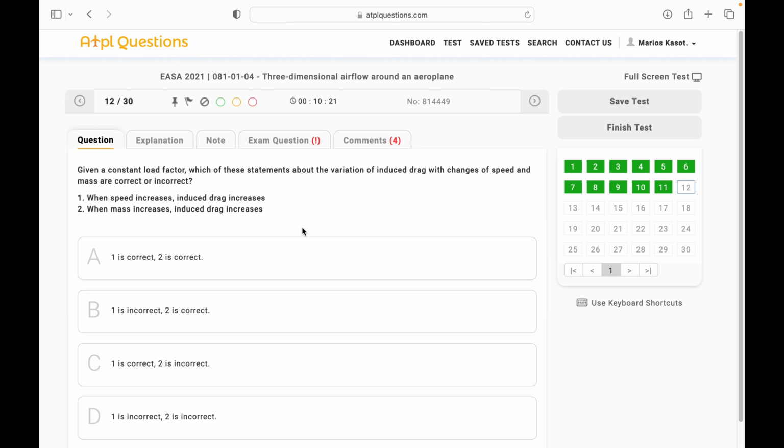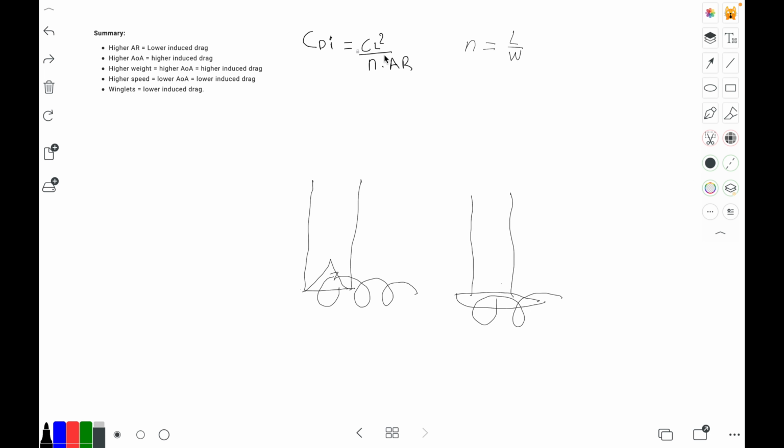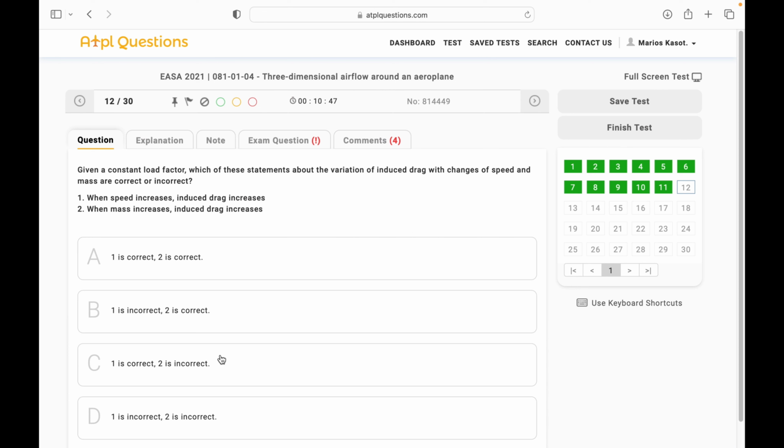Given a constant load factor, which of these statements about the variation of induced drag with changes of speed and mass are correct or incorrect? When speed increases, induced drag increases. Incorrect. Because when speed increases, in order to remain straight and level, we have to lower our angle of attack to lower our coefficient of lift, so induced drag decreases. And when mass increases, induced drag increases. This is correct. The first one we said incorrect and correct.